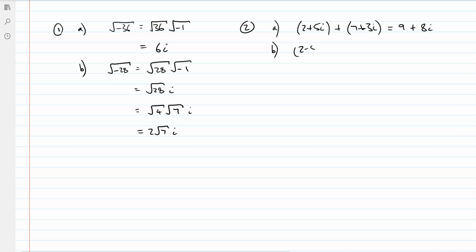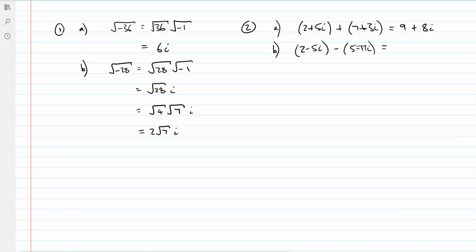B, same kind of idea: 2 minus 5i minus 5 minus 11i. If you want, you could expand the second bracket to make sure. So this is 2 minus 5i minus 5 plus 11i. So 2 minus 5 is minus 3, and then minus 5i plus 11i is plus 6i. So this should be nice and straightforward for us.